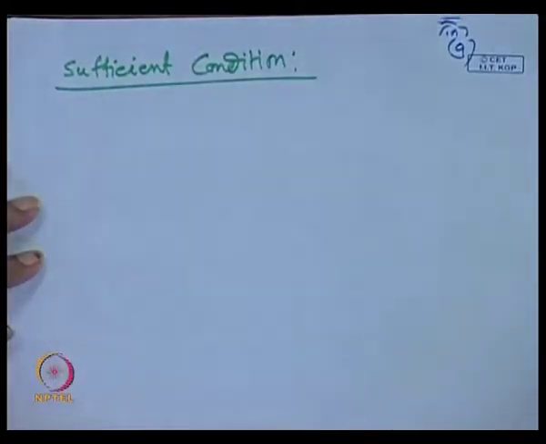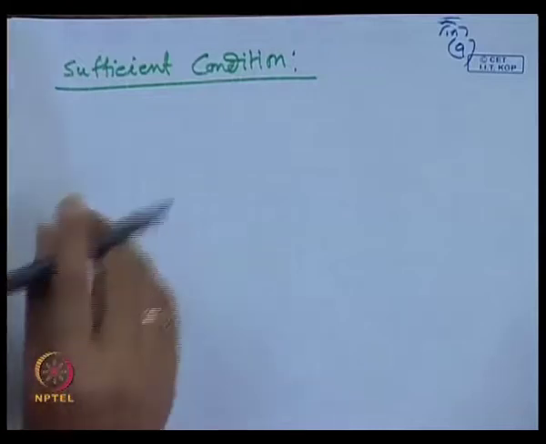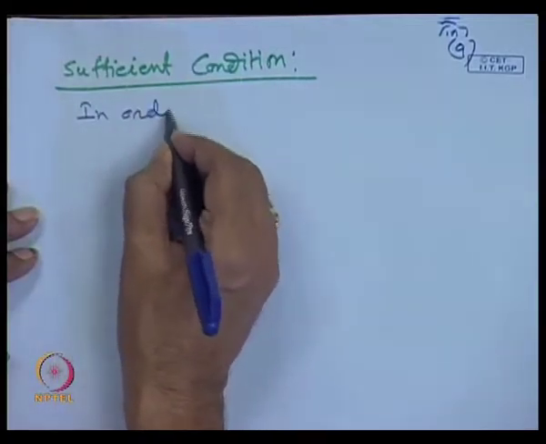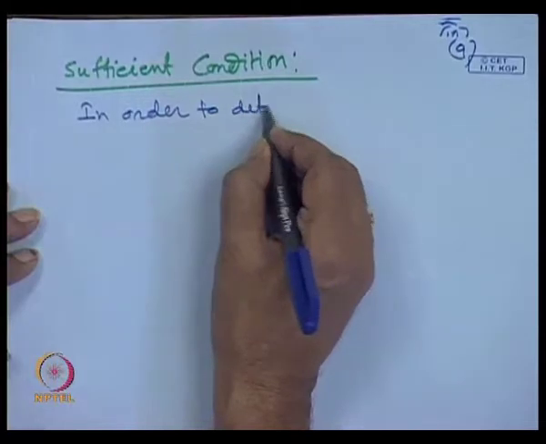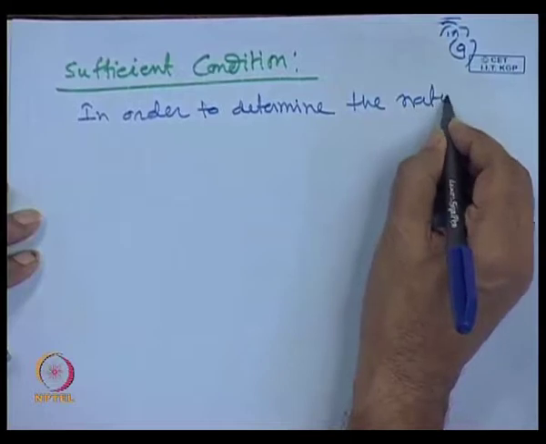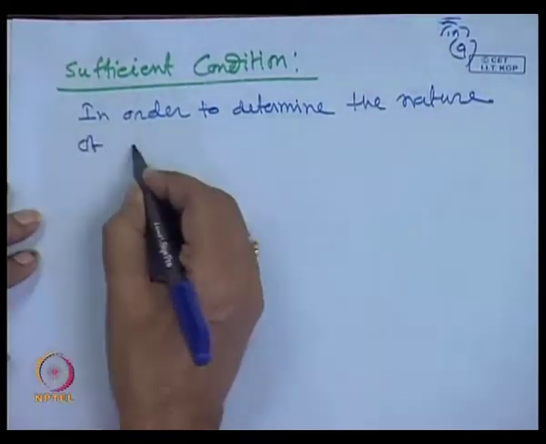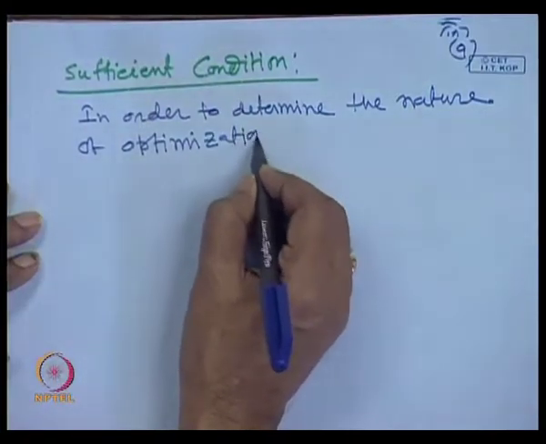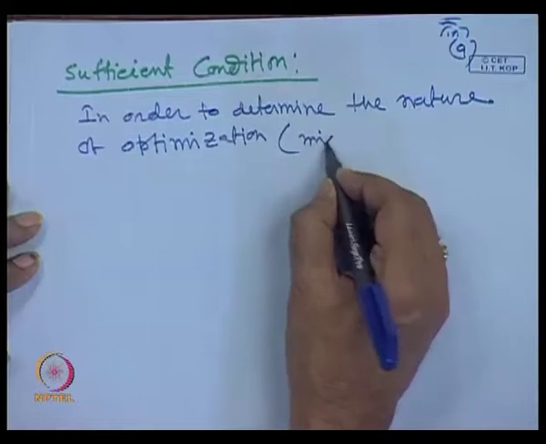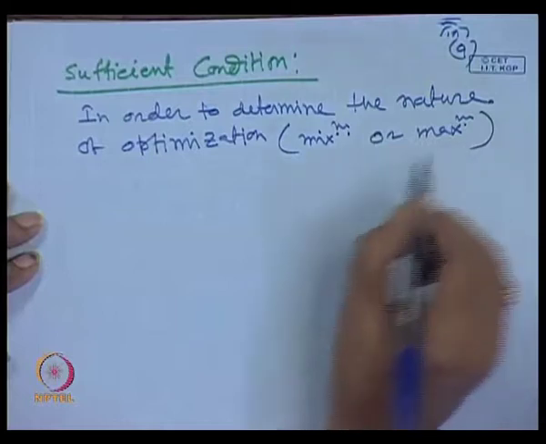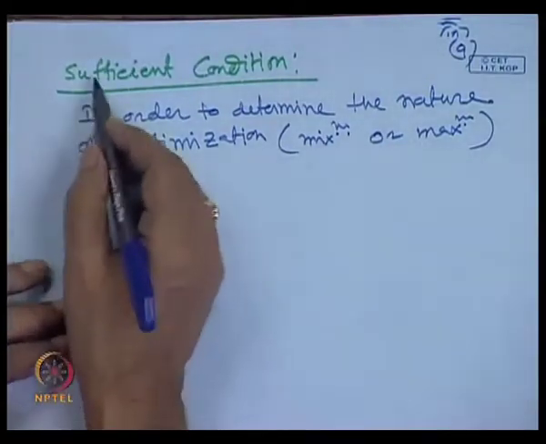That sufficient condition is provided in order to determine the nature of the optimization. Whether the functional value is minimum or maximum, this is the nature. We must confirm this, and that can be done by using the sufficient condition.